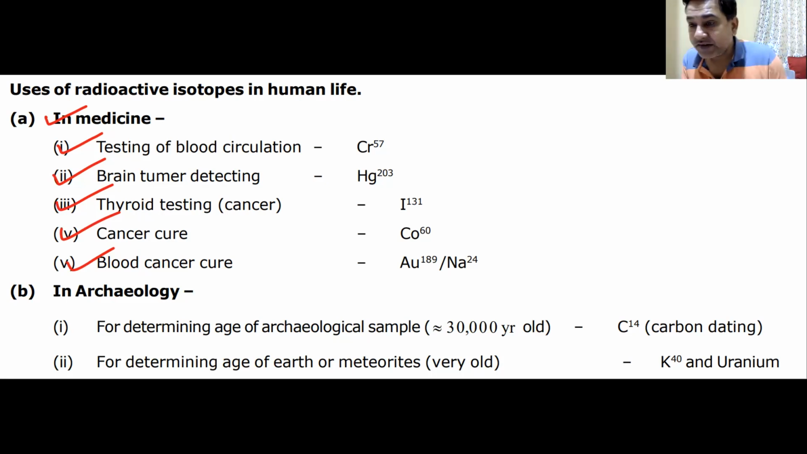Okay, so these are the examples in medicine. In archaeology, we can find the age using carbon dating, and the age of earth and meteorites. Questions on this may not come to you. In most of the cases, the question will be coming from part A. Do we understand this? Yes, sir. Again, you will have to remember these points. I can't help you in remembering them. The only way I will tell you is make a list, keep it close to you wherever you can see it.